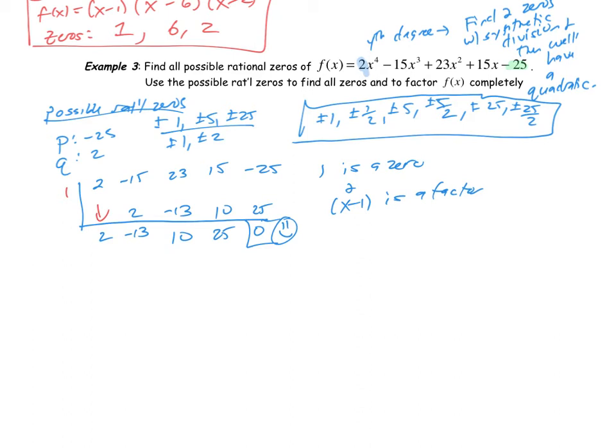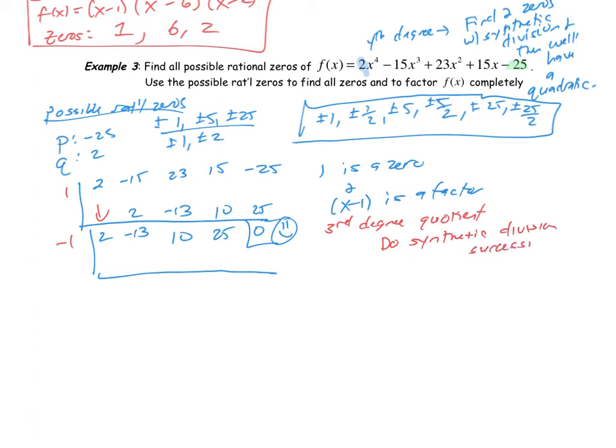At this point in the problem, we began with a fourth degree polynomial. When we divide by x minus 1, now we have a third degree. So this is a third degree quotient. So we need to do synthetic division again. So I'm going to pick the next easiest value and hope it works. We need to do synthetic division successively so that we can continue to reduce the degree of the quotient, so using the previous quotient. So let's go ahead and do that.